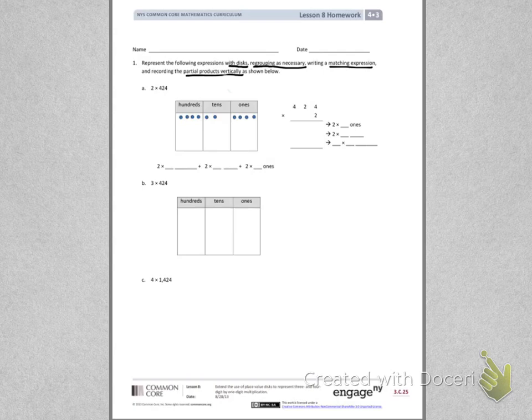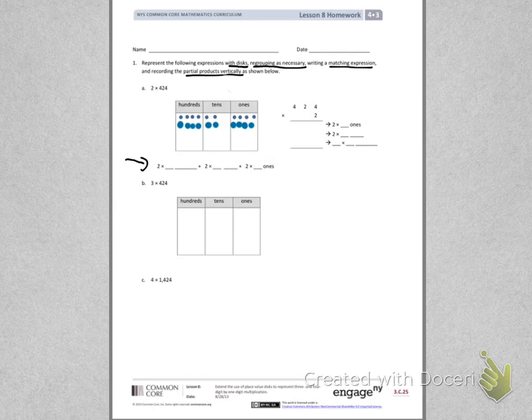It says 2 times 424. So we want two groups of 424. The first group that they showed is 4 hundreds, 2 tens, that's 20, and 4 ones. But we need two groups of that. So I'll go ahead and fill in another group: 4 hundreds, 2 tens, and 4 ones. Now that our chart is filled in, let's look down here at this information.